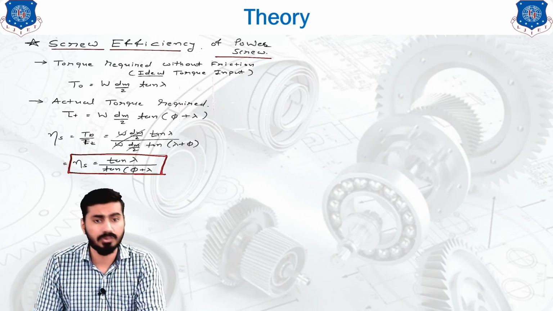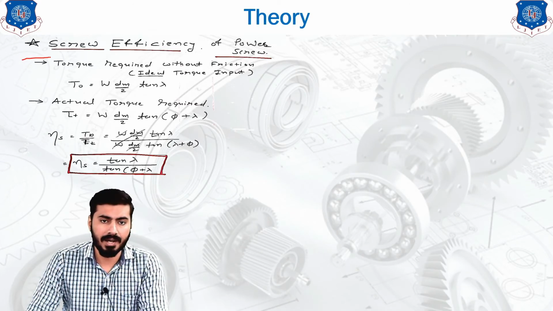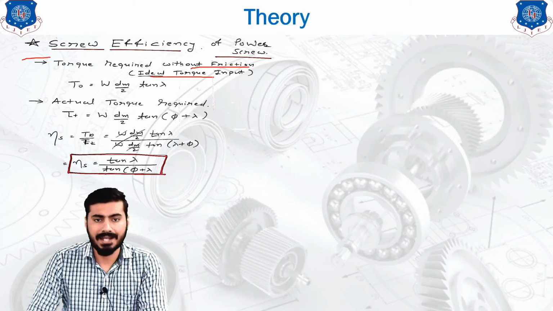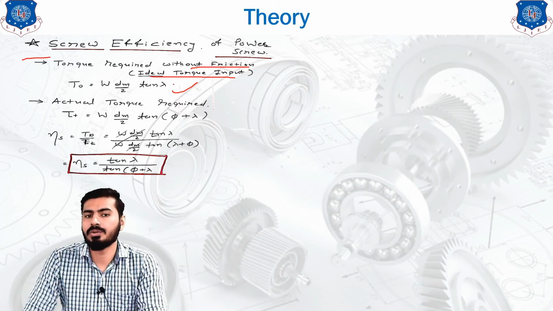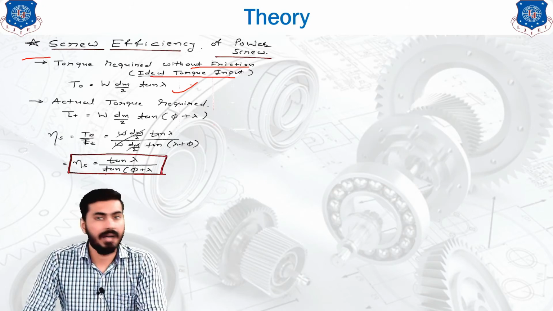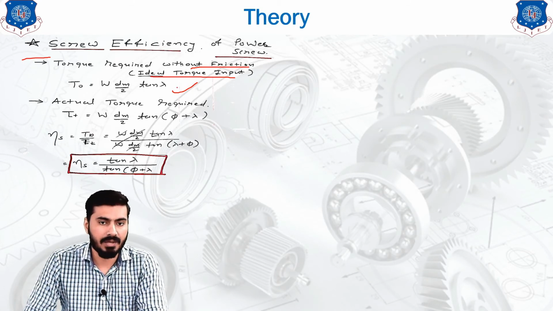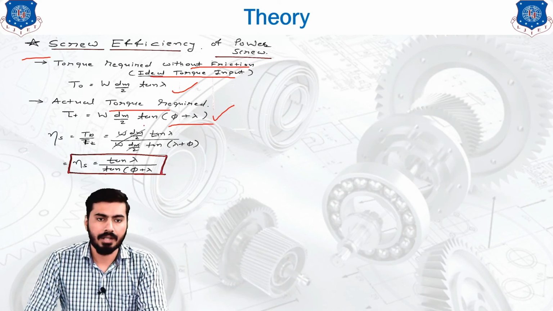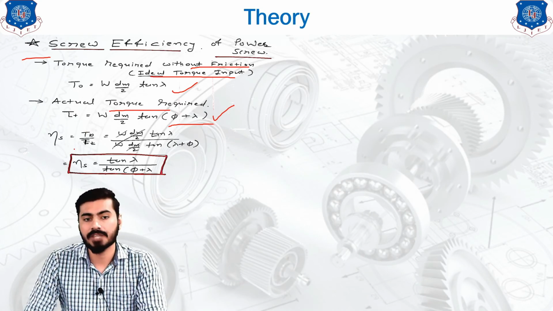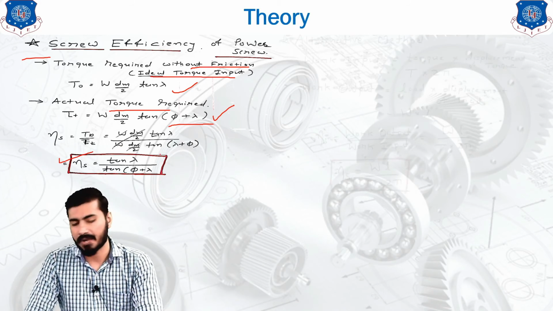The screw efficiency of the power screw is represented by this equation, where we have taken the torque required without friction, the ideal torque input, that is T0 equals W dm by 2 into tan lambda, where we have neglected the friction, and that's why we have not written the value of phi in this equation. Now the actual torque required is represented by this equation. If you compare both torques and take the ratio of them, you will be able to calculate the efficiency of the screw, that is tan lambda upon tan(phi plus lambda).